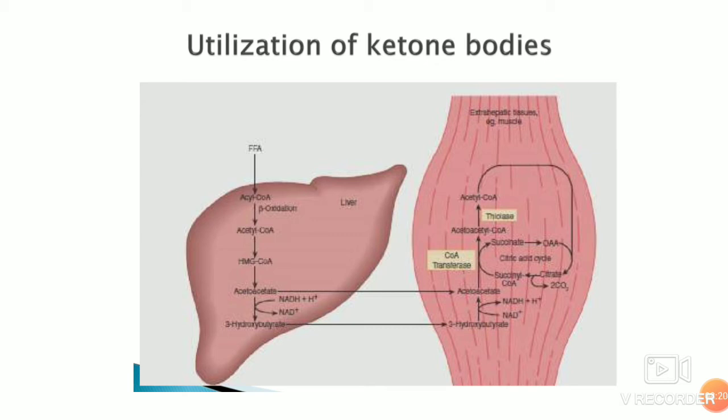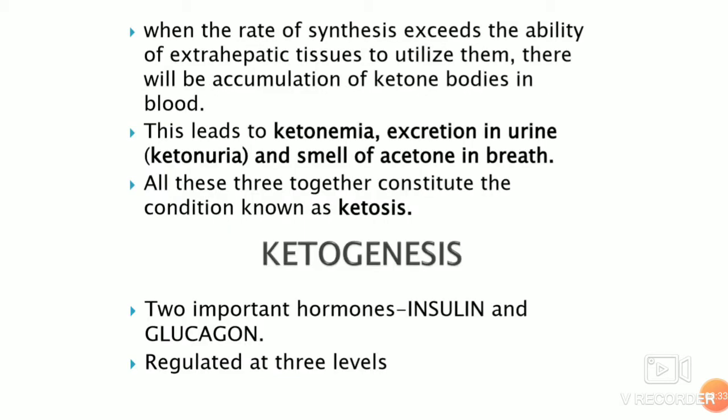Acetone as such is not converted to acetyl CoA, rather it is excreted through urine or exhaled through the lungs. When the rate of synthesis exceeds the ability of extrahepatic tissue to utilize them, there will be accumulation of ketone bodies in blood. This leads to ketonemia, excretion in urine, ketonuria, and small amounts of smell of acetone in breath. All these three together constitute a condition called ketosis.